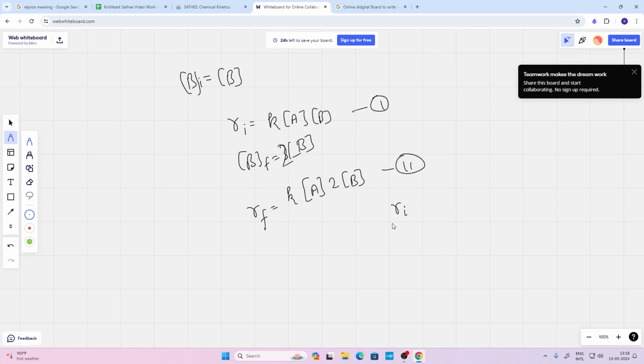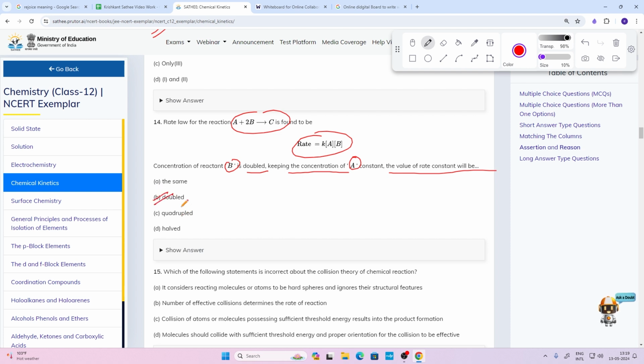So R initial by R final is equal to 1 by 2. K will get cancelled out, A will get cancelled out, B will get cancelled out. This means your final rate of reaction will be 2 times the initial rate. Doubled. Next question.